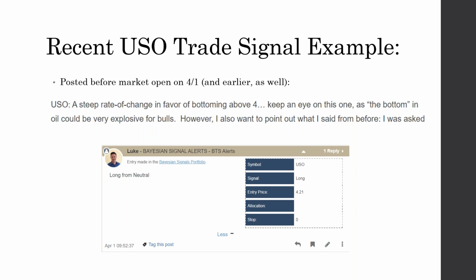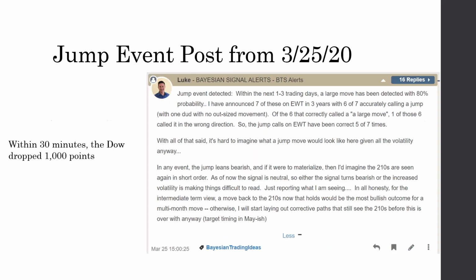So you could call it luck. You could call it trading probabilities. It's up to you. I'm just pulling these examples from most recent. I could go back for any month for the most part and find very similar anecdotes about this trading system. Let me do another one. A jump event is a very fast move, much like a very abnormal price move. I'll give you one from a recent event, from March 25th.